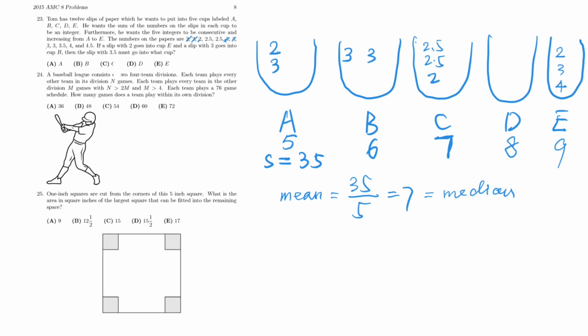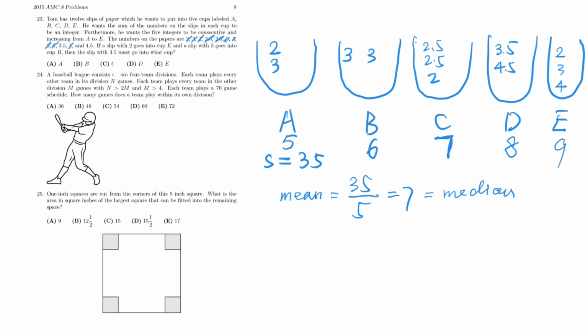And for the D, I cross out the 3 and the 4. Now for the D, that only leaves us the 3.5 and 4.5. That's the sum of the D. Now we used all the slips.